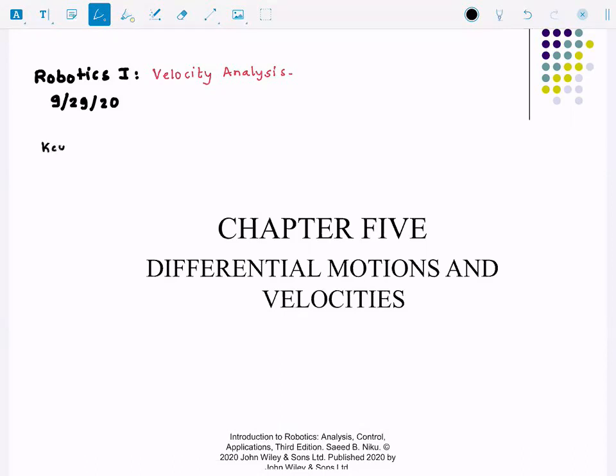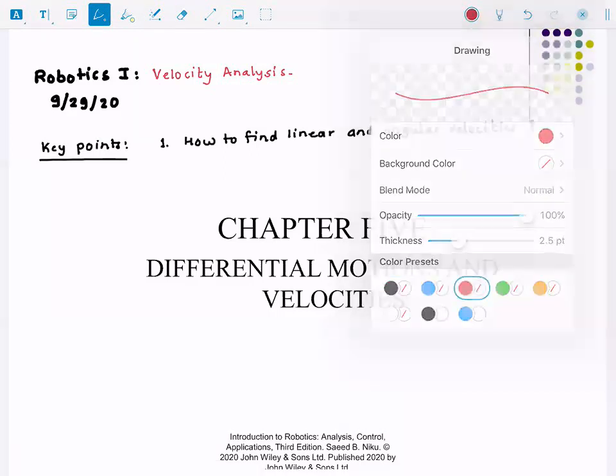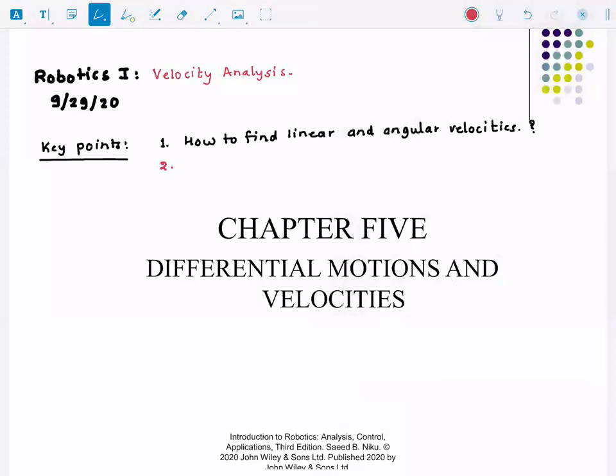So key points. The first point is how to find linear and angular velocities. That is the first question. And second question is what is Jacobian and how to find it.